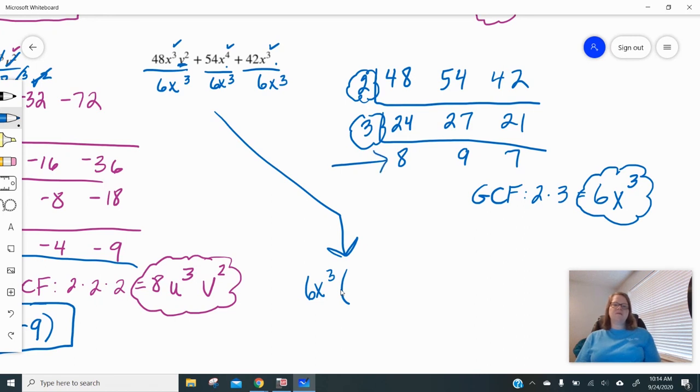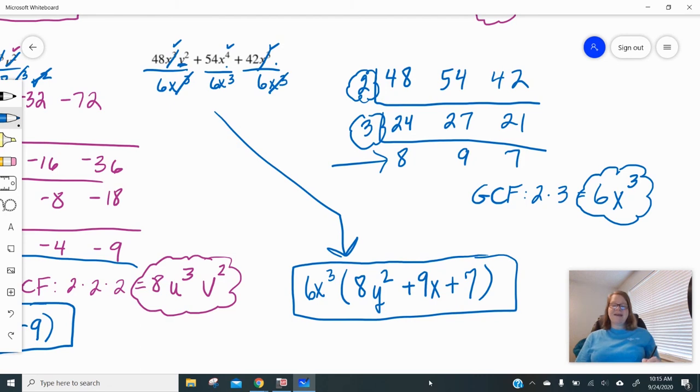All right, and then remember, here's my numbers. It's already done for me. So I've got 8, and then x cubed divided by x cubed. Those go away. Had 3 x's, took away 3 x's. There's no x's left. And then I've got the y squared. And then the next one, 54 divided by 6 is 9. Have 4 x's. I take 3 away. That leaves me with 1. And then the last one, 42 divided by 6 is 7. I had 3 x's and I took all 3 of them away. So there's no x's left in that final answer. All right, that's it.